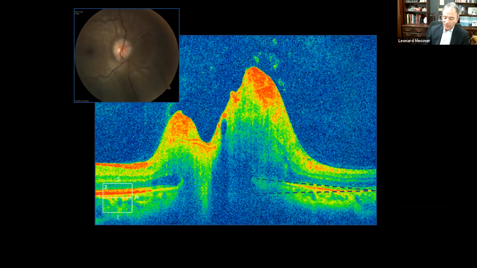Now, going along with that, we can see both temporally as well as nasally, this V-shaped hyporeflective notch. And this is the lazy or the recumbent V sign that I was referring to earlier. And it's thought that this may represent fluid accumulating within the subretinal space.